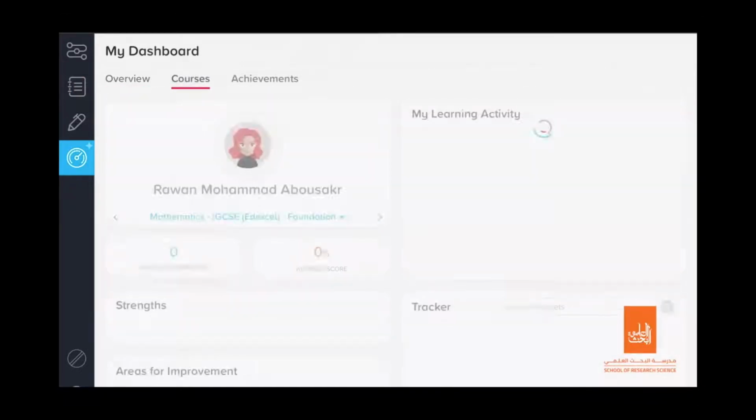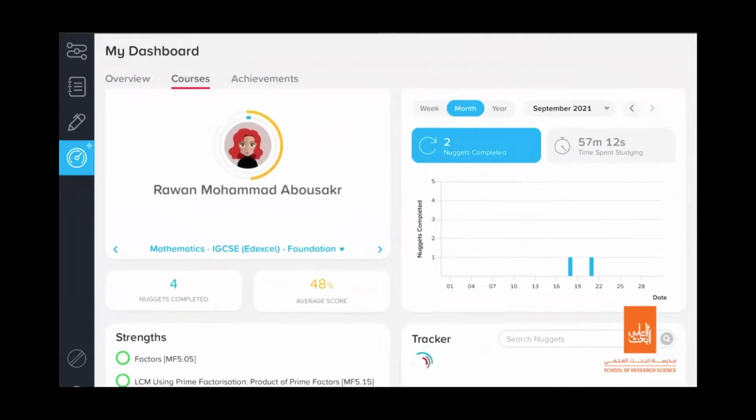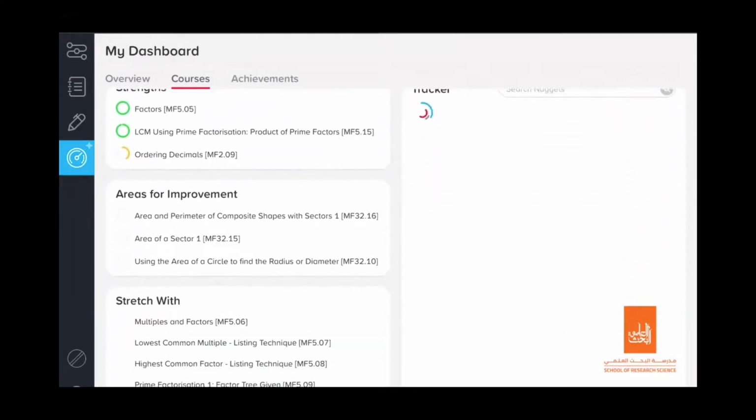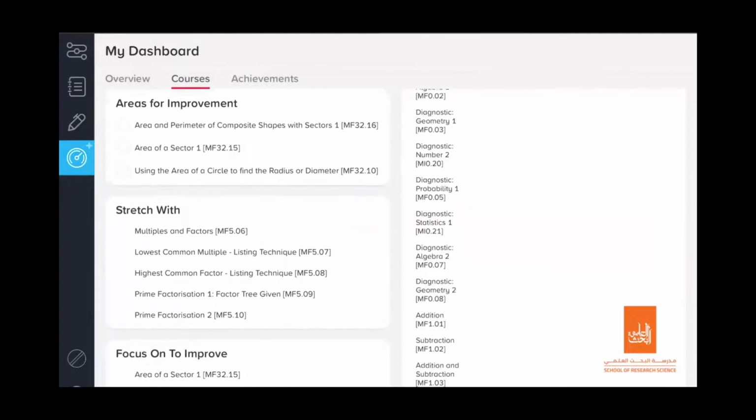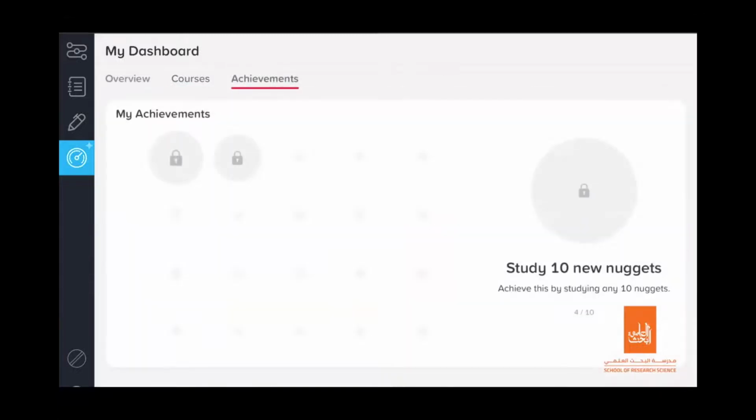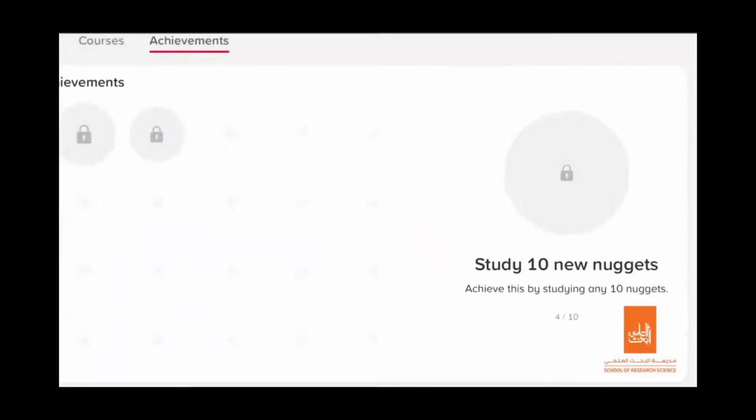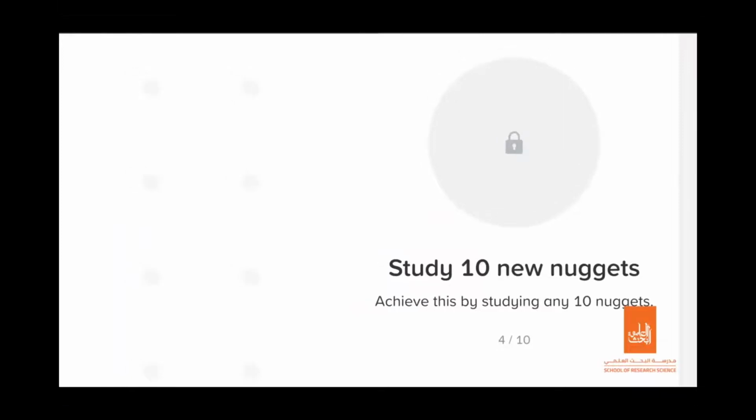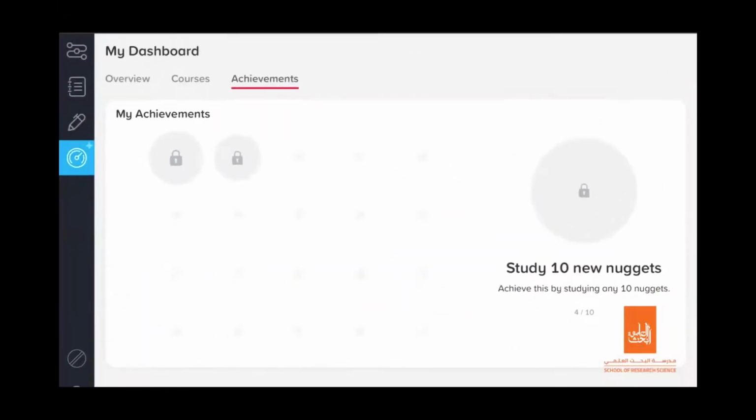In the courses section, I can take a look at my profile, my learning activity, my average score, my strengths, my areas of improvement, and how I can stretch my abilities. Finally, the achievement section allows you to unlock achievements, but to unlock them, you have to do what Century asks you to do. For example, to unlock this achievement, I have to complete 10 nuggets. So far, I've only completed 4, so I have 6 more to go.